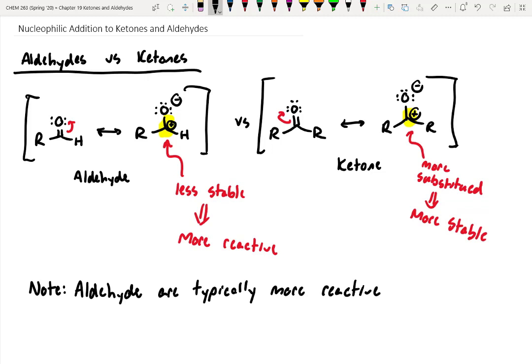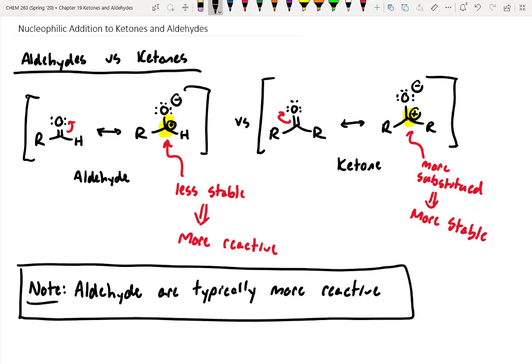This isn't true 100% of the time. In organic chemistry, there are a million exceptions, and there are exceptions where some ketones are more reactive than aldehydes, but this is generally true. So it's something we should remember.